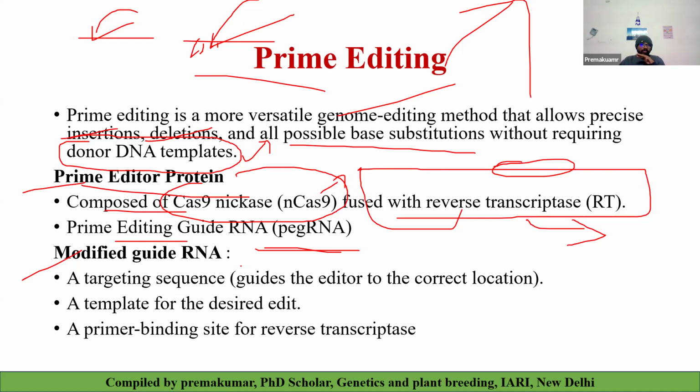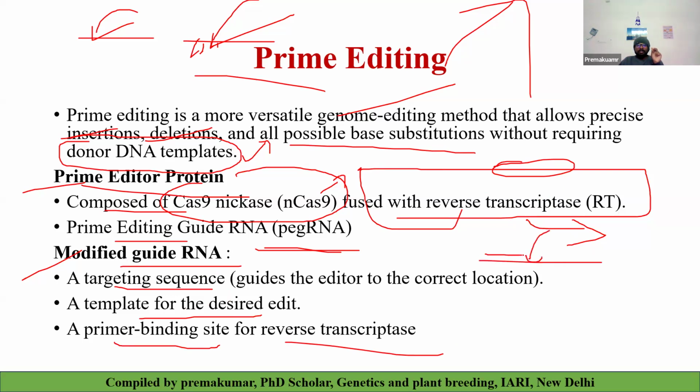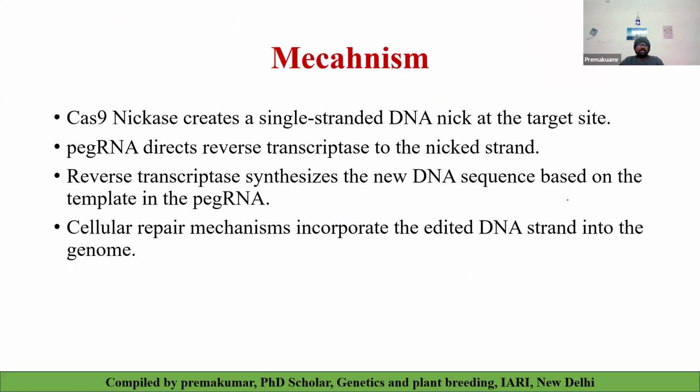The modified guide RNA consists of the targeted sequence, then a template for the desirable edit, and a primer binding site for reverse transcriptase. Since you are having a reverse transcriptase, you should have some primer. Because it binds to your DNA, where the primer is there, only then will it bind. Then this RNA provides the template for the transcriptase enzyme to bind, and it will also bind the target strand. Then your process will occur. We will discuss how exactly.